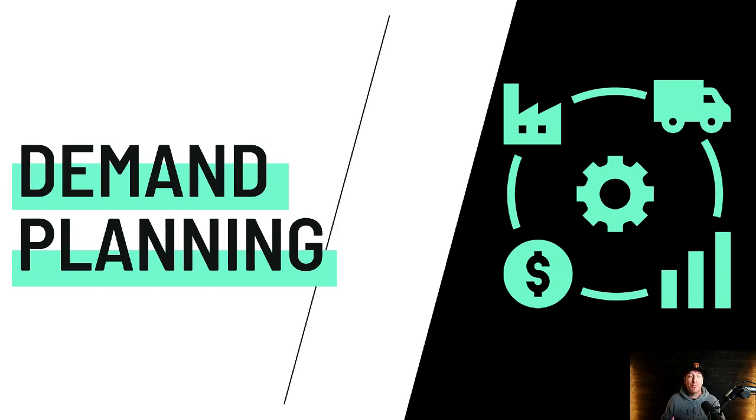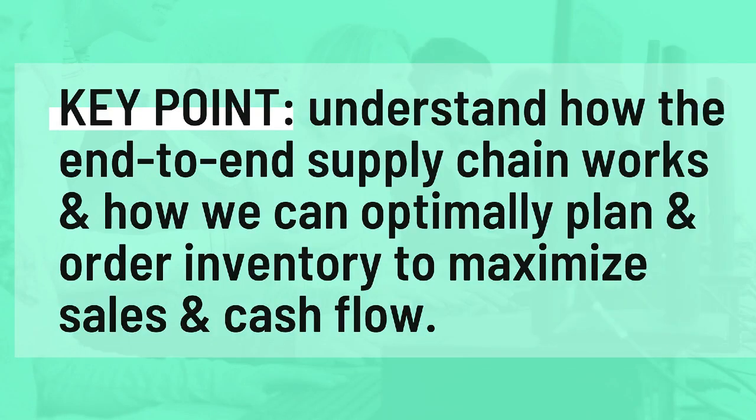But you want to keep the right amount of inventory. So you don't want to have too much, where it strains your working capital and cash, but you don't want to have too little, to where you stock out and leave a significant amount of money on the table. So the purpose of this video is really just to understand how the end-to-end supply chain works, from raw materials all the way through to selling to end customers, and how we can optimally plan and order inventory to maximize sales and cash flow without stocking out.